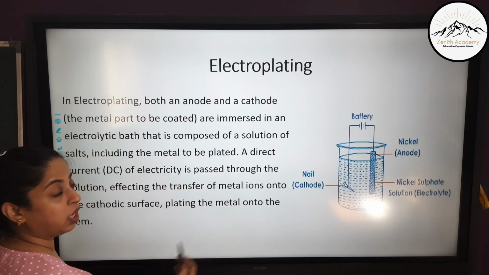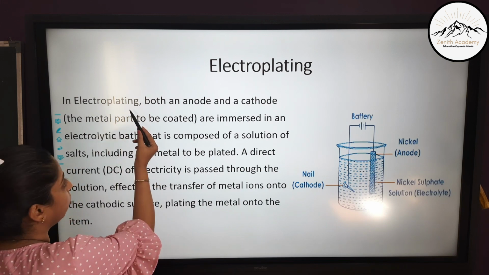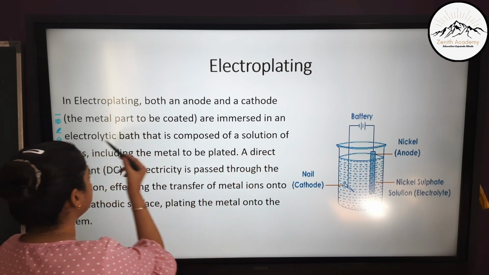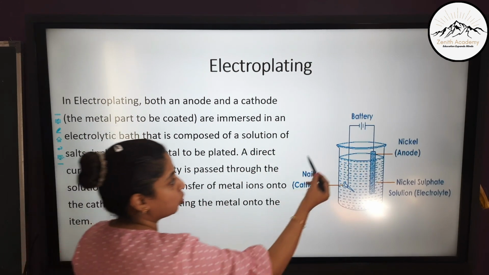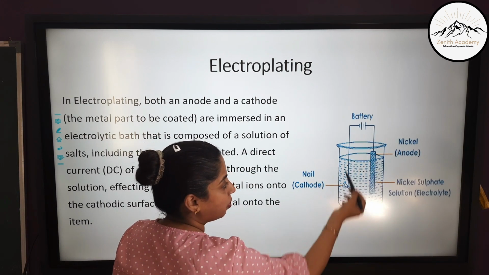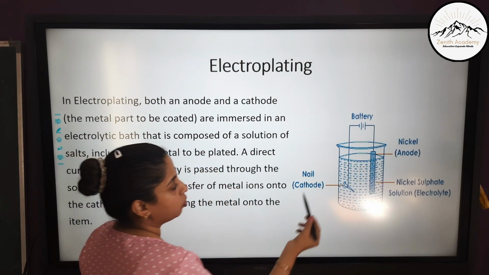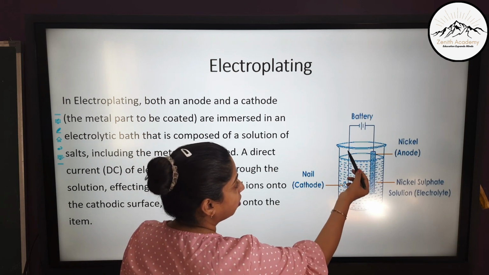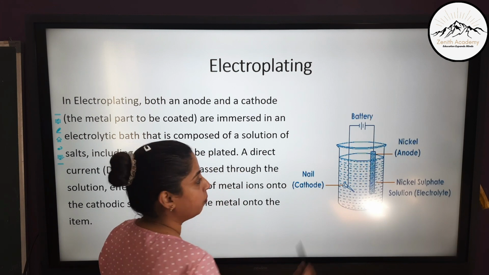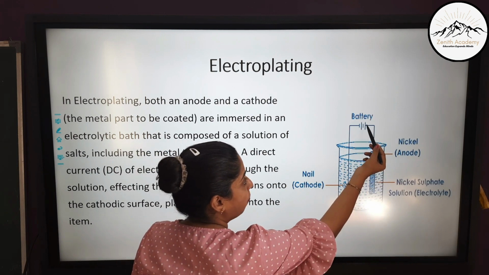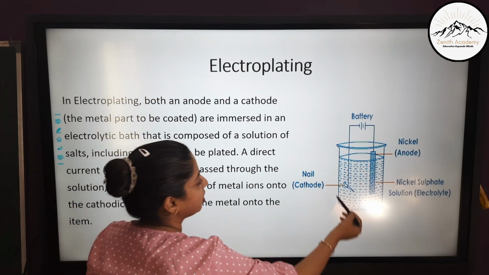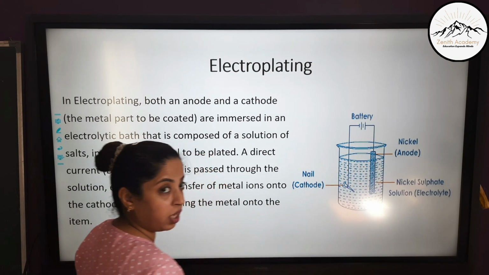Let us understand what electroplating is. In electroplating, both an anode and a cathode are immersed in an electrolytic bath. So this is an electrolytic bath in which what two things are immersed? A cathode and an anode. What is cathode? The electrode which is attached to the negative terminal of the battery is cathode, and the electrode which is attached to the positive terminal of the battery is known as anode. So this is an electrolytic bath in which a cathode and anode are dipped.